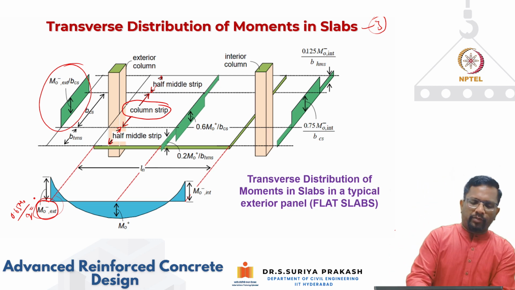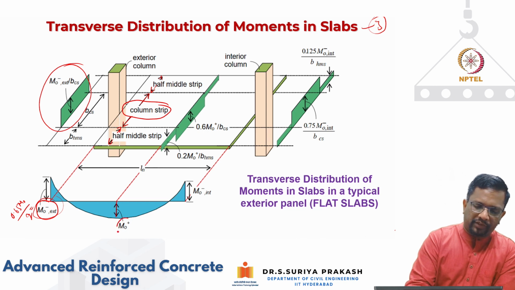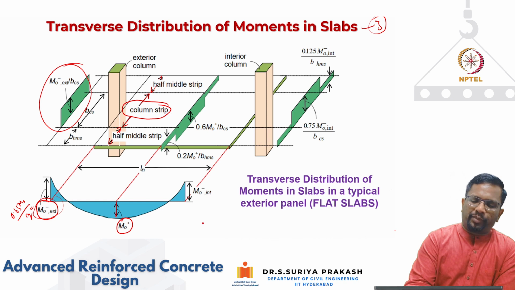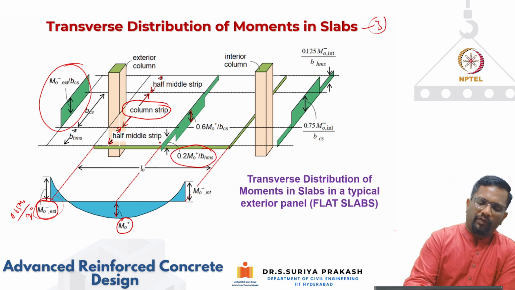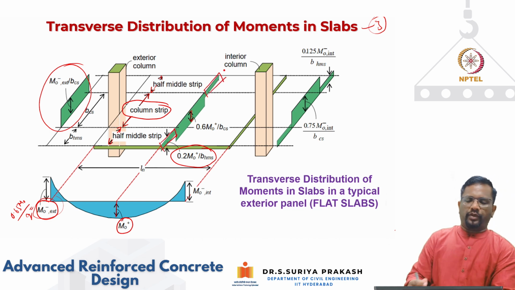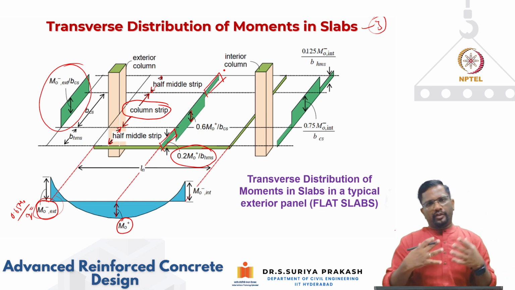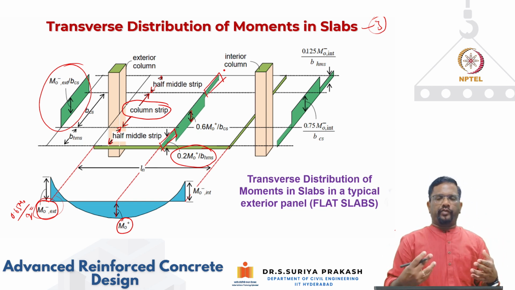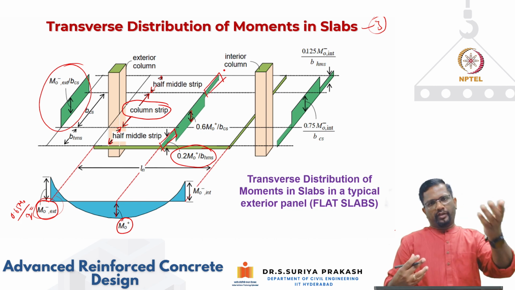Then, when you come to the positive moment, M naught plus in the exterior span, the code says 60% of that will go to the column strip. The remaining 40% will go to the middle strip. So the remaining 40% means 20% will be put here and the remaining 20% will be put here. So of the total moment, 60% is designed in the column strip, and the remaining 40% is put on the left side and right side of the column strip.